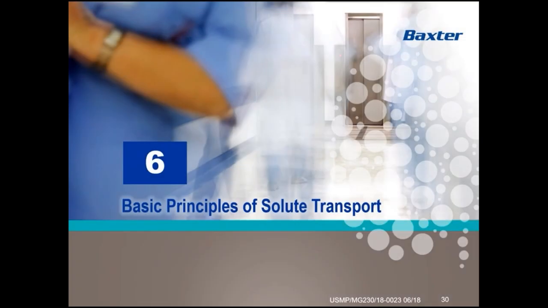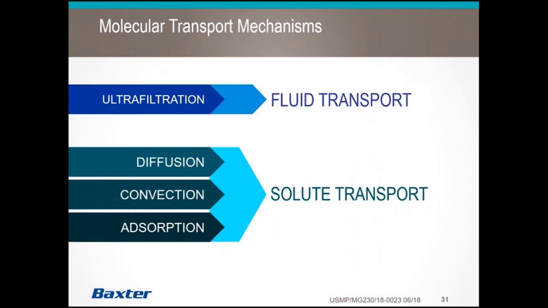Next, we're going to discuss the basic principles of solute transport and how different transport mechanisms work to remove fluid and solutes from our patient's bloodstream. There are basically 4 transport mechanisms. There's ultrafiltration, which is the primary transport mechanism, and that's what transports fluid, or in this case, urine, out of your body. The way that we get rid of waste from our kidneys is through our urinary output. Solutes are transported through three different mechanisms: diffusion, convection, and adsorption, which we will also discuss. But all of those solutes are going to be in the fluid that is removed through ultrafiltration.